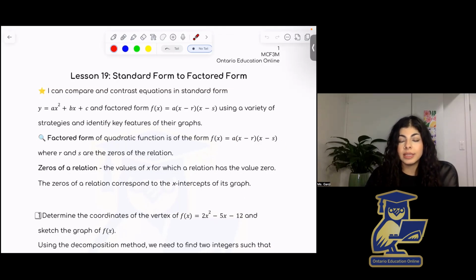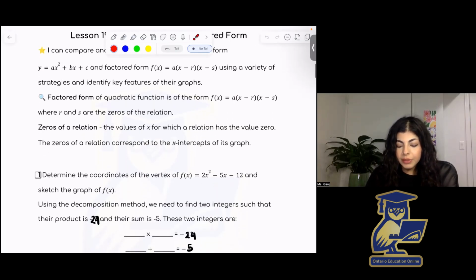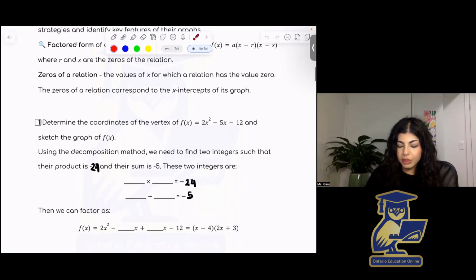So our factored form is that form A times x minus r and x minus s, which r and s are the zeros of the relation or the function. So zeros of the relation are pretty much the values of x for which the output is zero, or as we know, it's when the graph intercepts the x-axis. So now, starting with this first function, we are asked to determine the coordinates of the vertex. So by now, we should know that when we need the vertex right away, we're just going to switch to vertex form. And then we're going to also graph this.